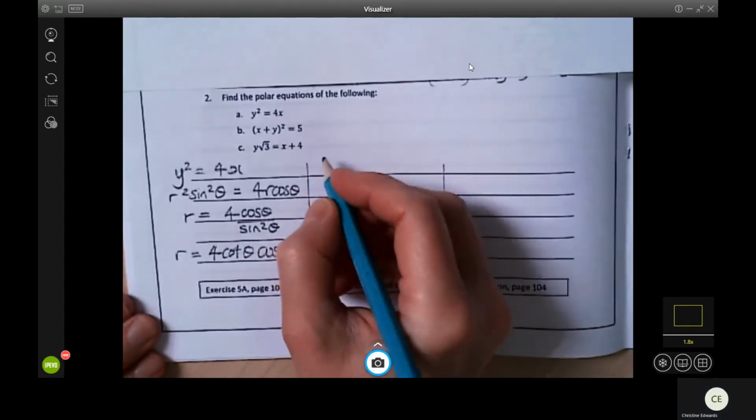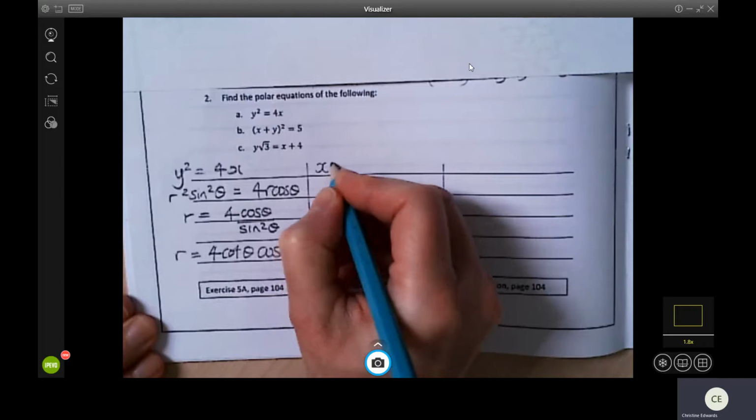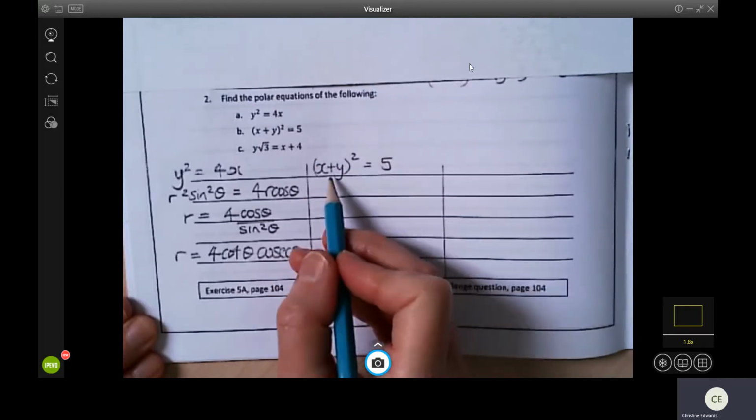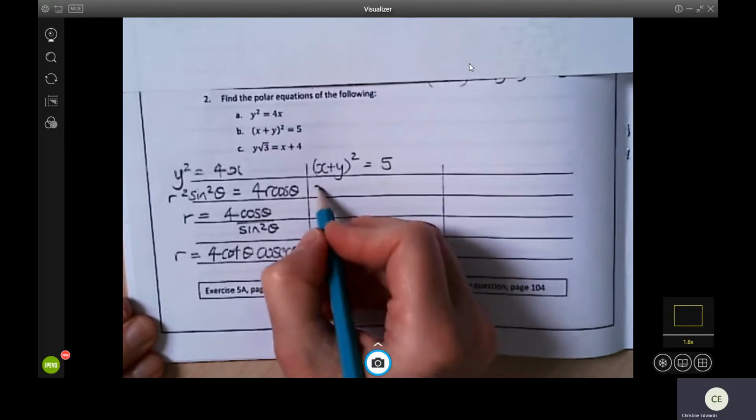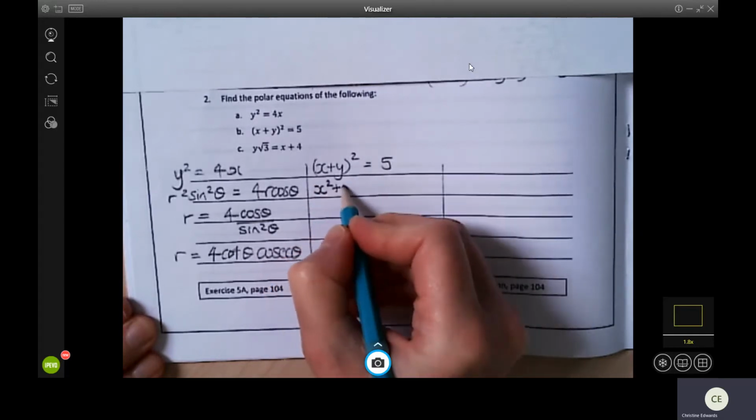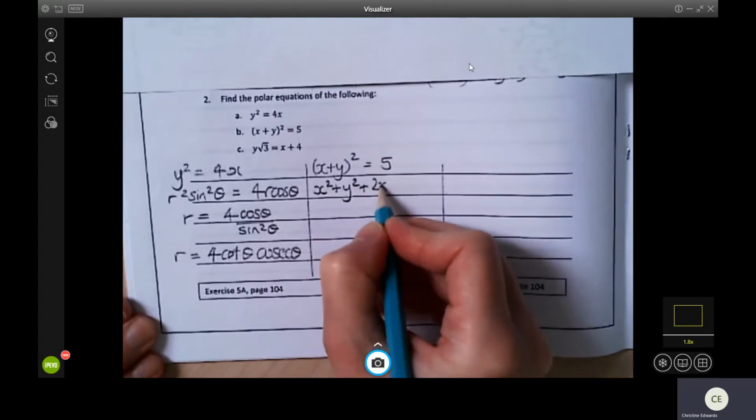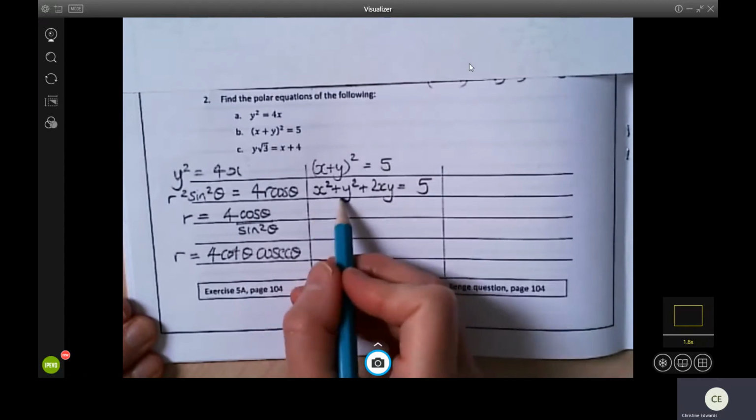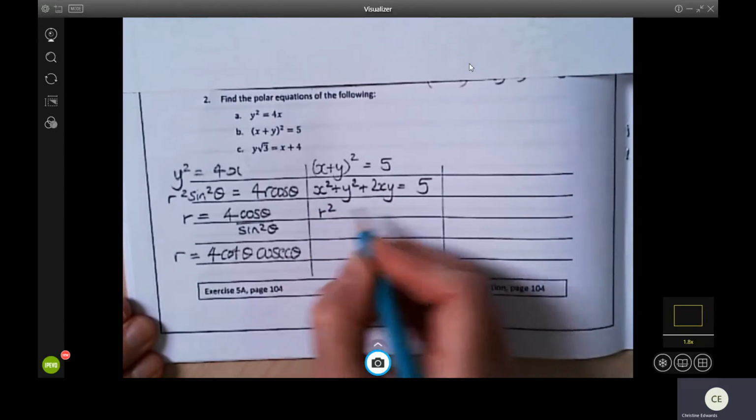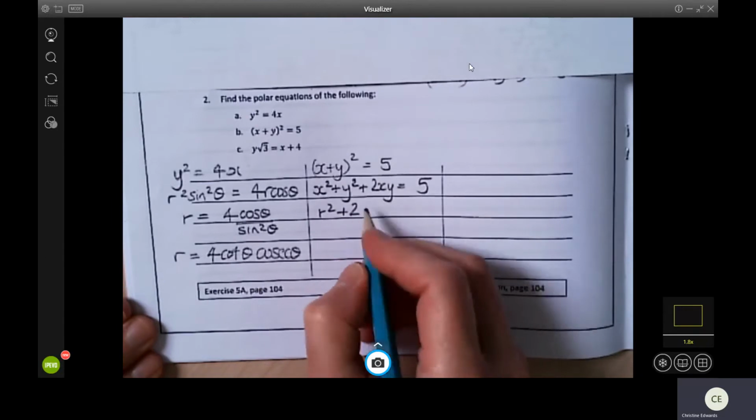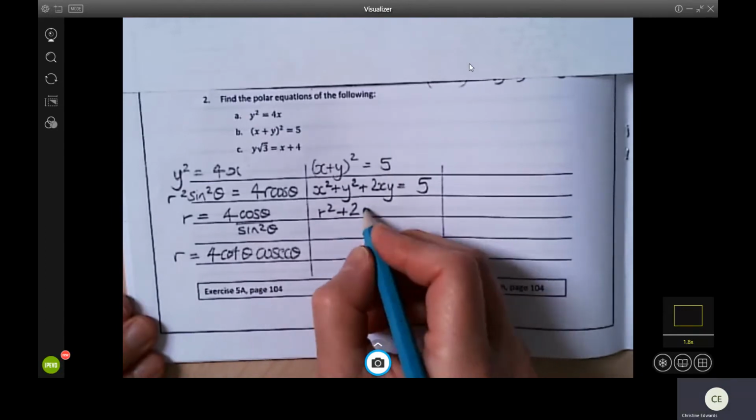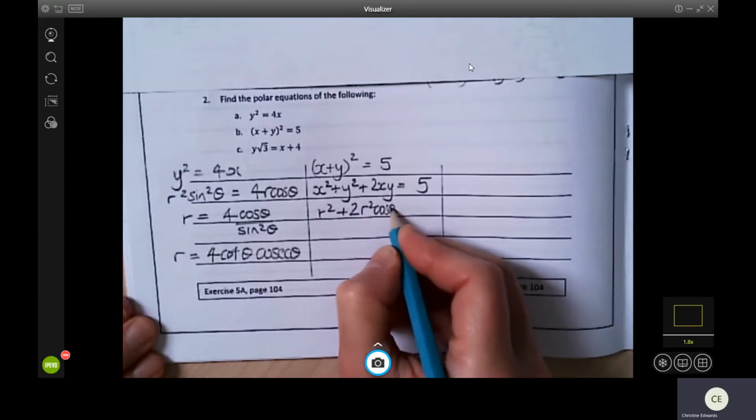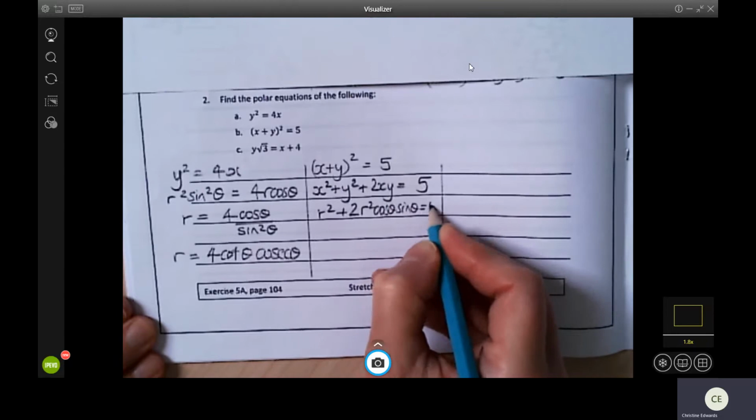B. x plus y all squared equals 5. Not yet in a form I can deal with. I need to expand my bracket. So we have x squared plus y squared plus 2xy equals 5. Written in that order so that I can directly replace this with r squared. And this term here is 2, and we've got r cos theta and r sine theta. So I've got r squared plus 2r squared cos theta sine theta equals 5.